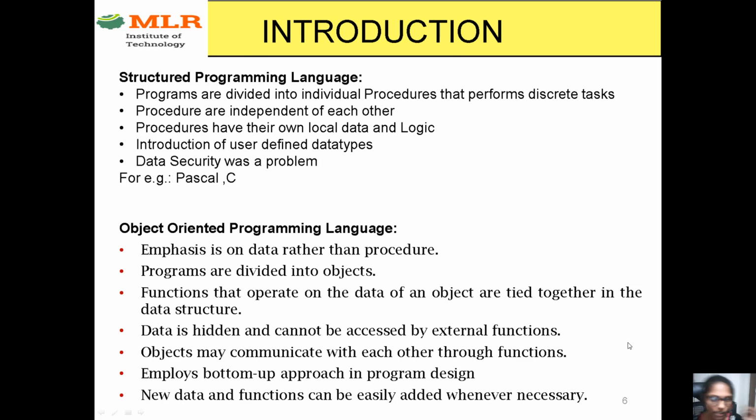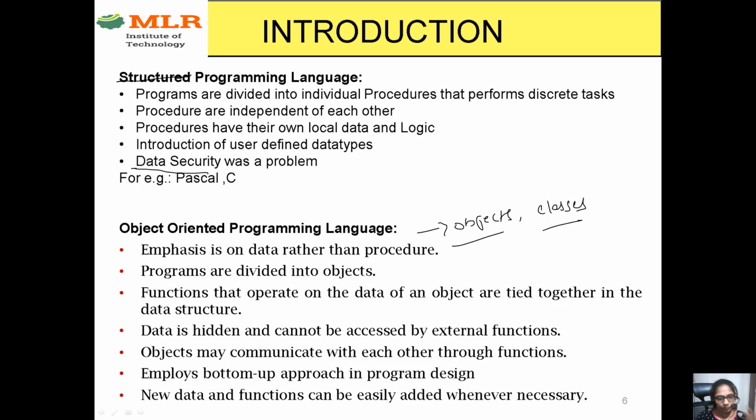Next we will see the differences between the previous programming, that is procedural or structured programming, and the current programming, that is object oriented programming. As we discussed, in procedural programming everything will be in the form of functions, and the problem with procedural or structured programming is security. Data security was a big problem. And in object oriented programming, everything will be in the form of objects and classes. We will discuss what is meant by object and classes in the next slides.